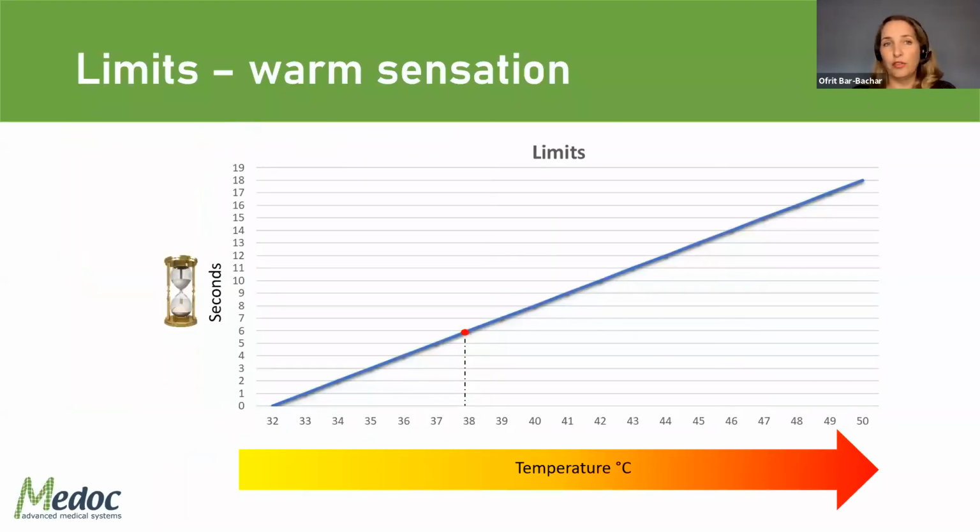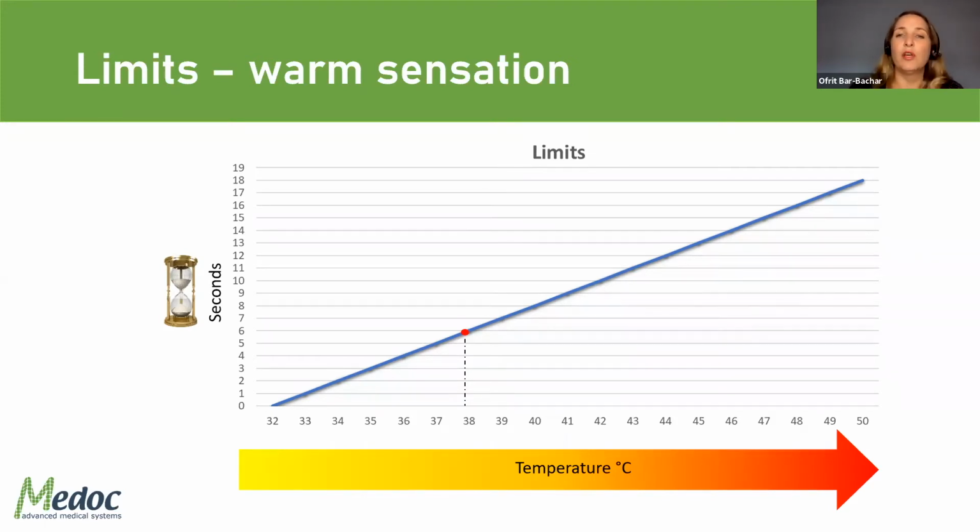A limits test, for instance, for warm sensation would start at a neutral temperature, an adaptation temperature of 32 degrees. 32 degrees feels a little bit like skin temperature. And as soon as you place the probe on the patient's skin, they will feel it first as a little bit warm. And after that, they get used to it. That's why it's called adaptation temperature. And then they will no longer feel it.